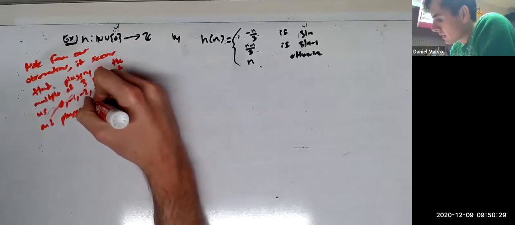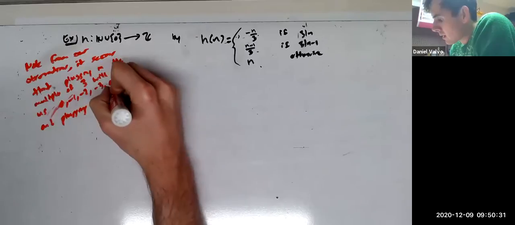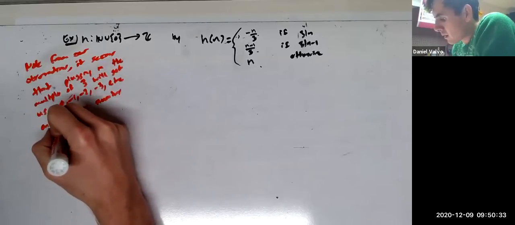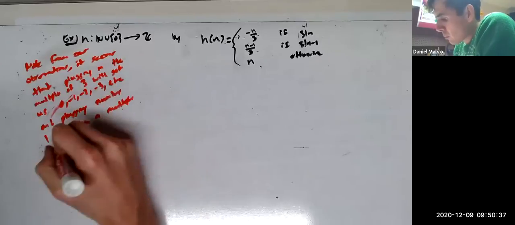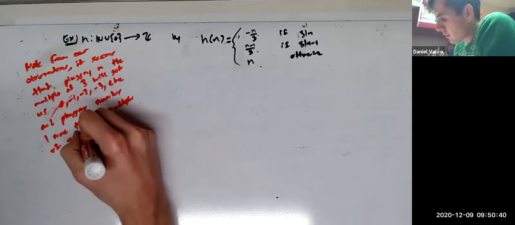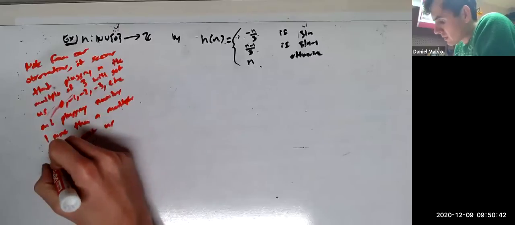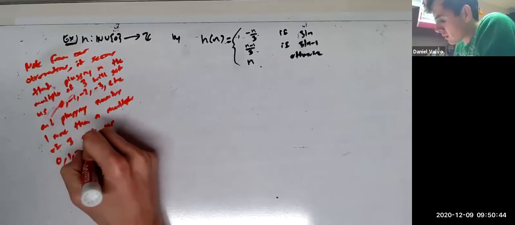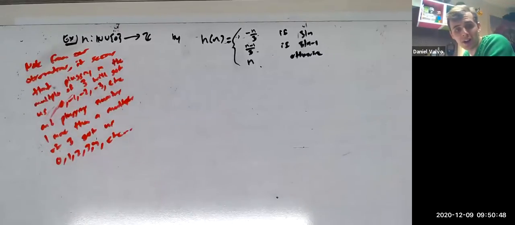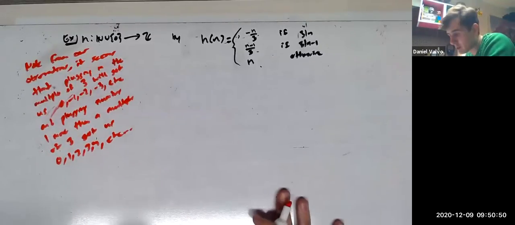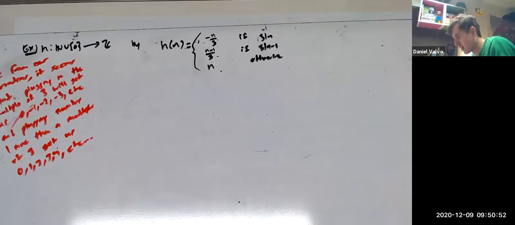And plugging in numbers 1 more than a multiple of 3 gets the positives. 0, 1, 2, 3. Not that 0 is positive, you know what I mean, etc. On and on and on like that. That seems to be what's happening here, right? And we can see that, right?